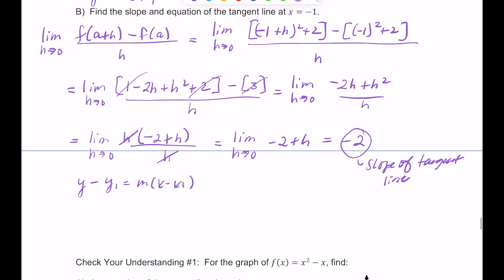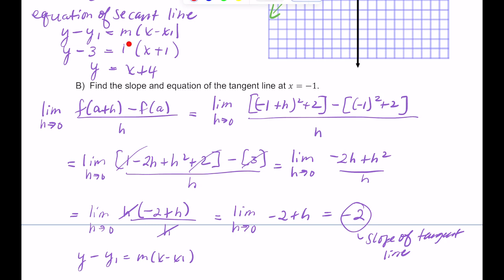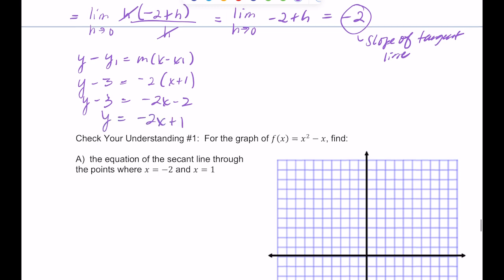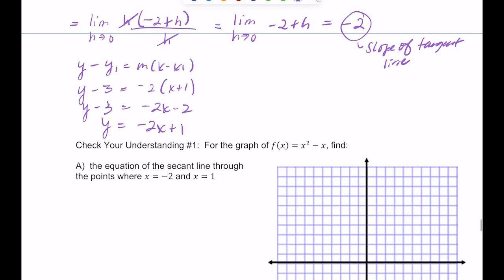Okay, and again, we can use the same point we used before. It's just we're going to replace this 1 with a -2. So we're going to have this same exact equation, except it's going to be y minus 3 equals -2 times x plus 1. Okay, and we'll just distribute the -2 and then add the 3. So now we get y equals -2x plus 1. So that's the equation of the tangent line.